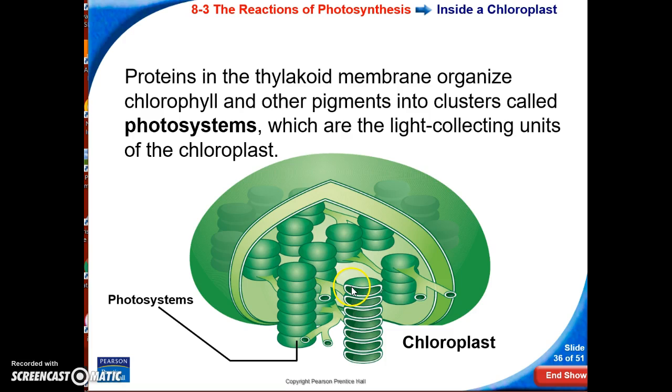And within that, one of those proteins, actually two of them, are specifically called photosystems. And those photosystems are what have actually antennae to receive the sunlight, and so to take that sunlight's energy and begin the process of converting it into chemical energy.